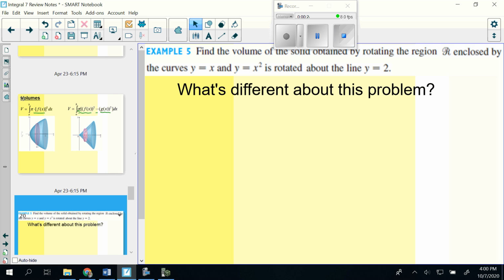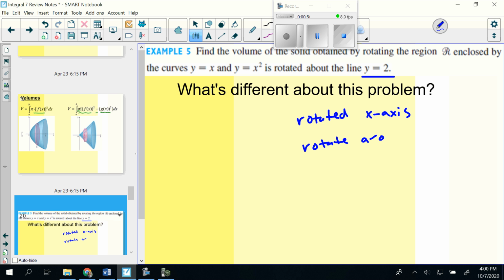Find the volume of the solid obtained by rotating the region R enclosed by the curves y equals x and y equals x squared. So nothing looks different here, but here's where something different comes in: rotated about the line y equals 2. We've always rotated around the x-axis before, and now they're asking us to rotate around y equals 2.